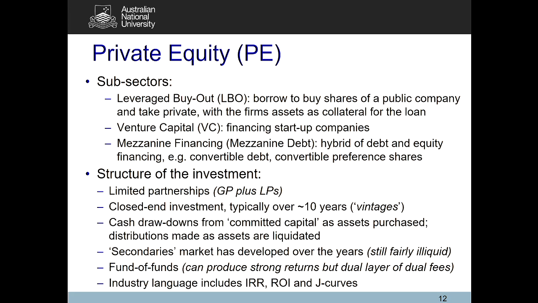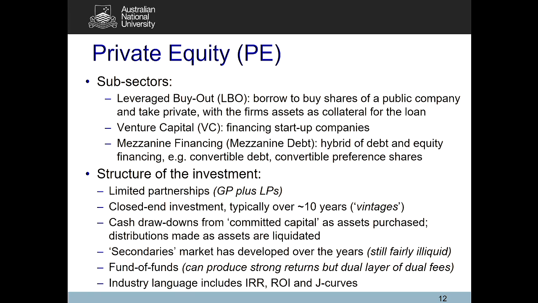So let's start by talking about the different subsectors of private equity. The biggest one, by quite a way, is the leveraged buyout sector, right? So here, what you're doing is you're taking a public company and you're purchasing all of its shares and therefore moving it and changing it to a private company instead. You're delisting it from the exchange. That's going to be very expensive, so you're going to borrow a large amount in order to do that, and you'll use the firm's assets as collateral for the loan.